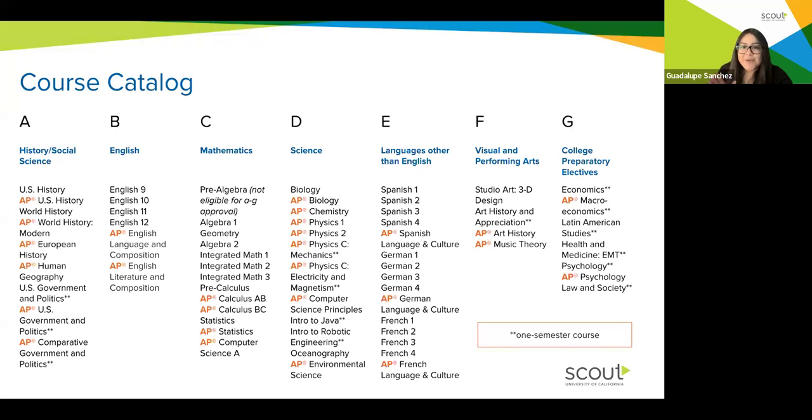So one exciting thing we have coming up is summer of 2024. We will be implementing ethnic studies to our course catalog. And then in the fall, we're also adding AP African American Studies. So we're always developing new courses and making our course catalog even that much more comprehensive.